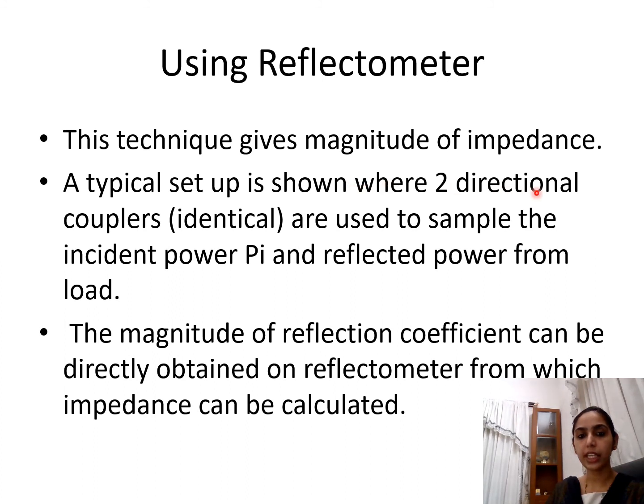Here we use two directional couplers which are identical in nature except for their direction of powers. They are used to sample the incident power and reflected power from the load. One we use at the input side, another we use at the load side. They are similar directional couplers. The magnitude of the reflection coefficient can be directly obtained on the reflectometer, from which impedance can be calculated. We employ the reflectometer here so that we could directly get the magnitude of the reflection coefficient, from which we will calculate the impedance of the microwave.